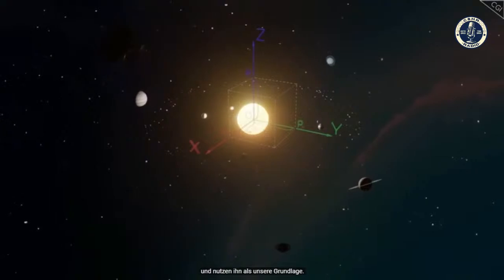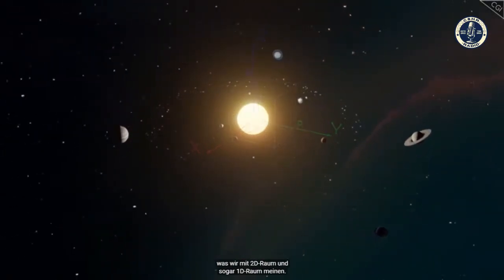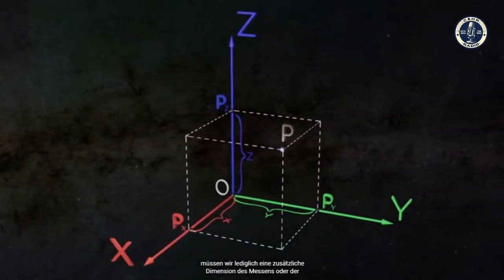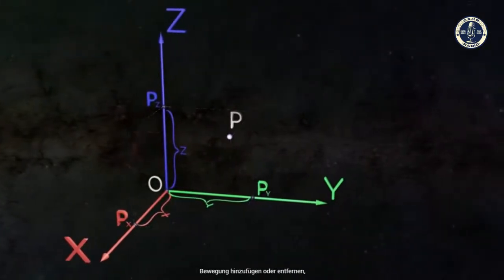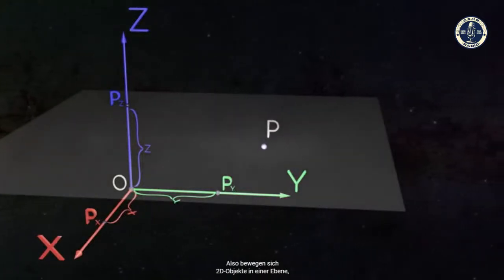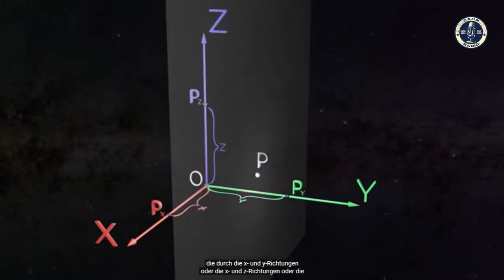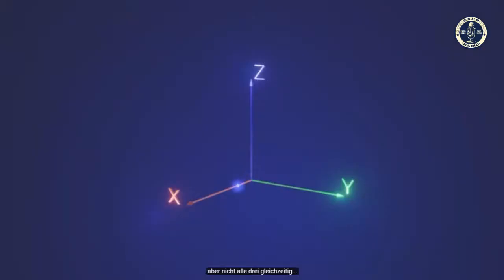Using this as our basis, it becomes much easier to imagine what we mean by 2D space and even 1D space. To move from one space to another, all we need to do is remove or add an extra dimension of measurement or movement that must be a 90-degree angle from all previously existing angles. So, 2D objects move in a plane that's bounded by the X and Y directions, or the X and Z directions, or the Y and Z directions, but not all 3 at once. 1D objects can only move either along X or Y or Z.